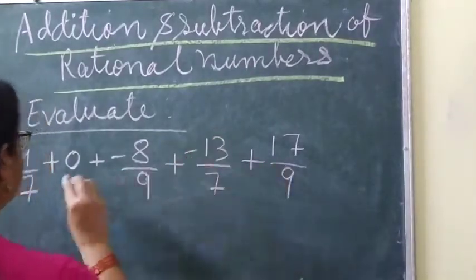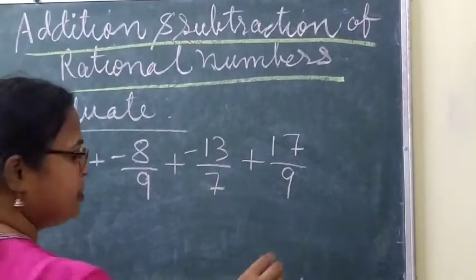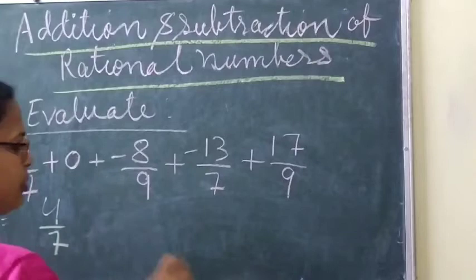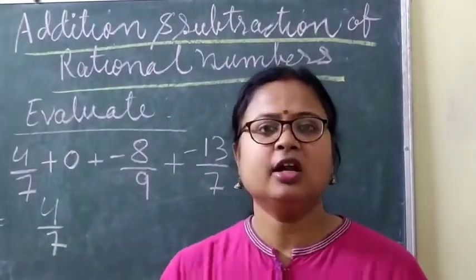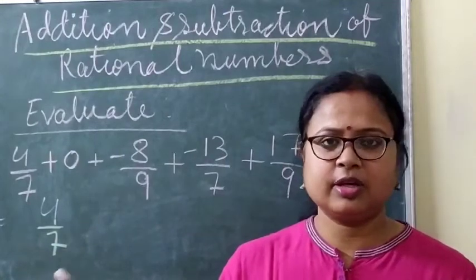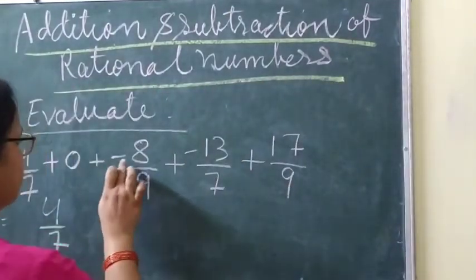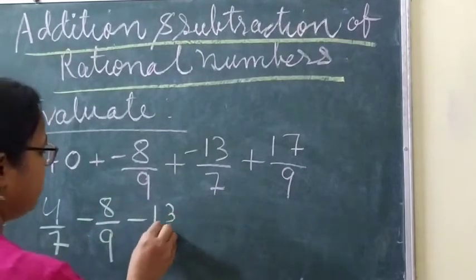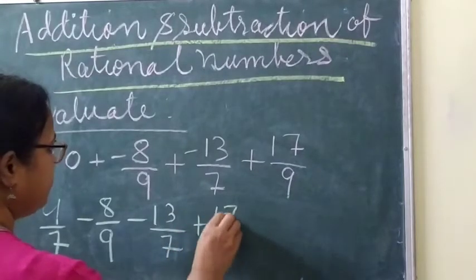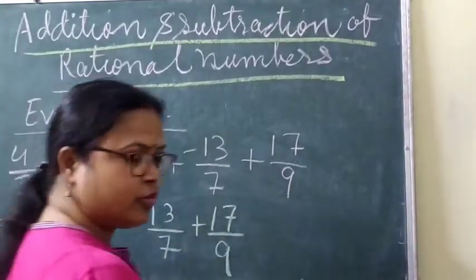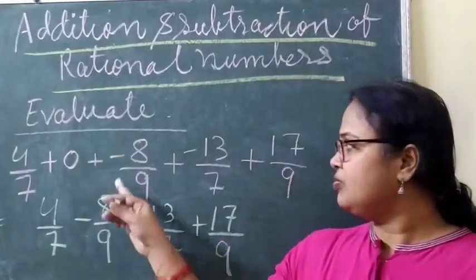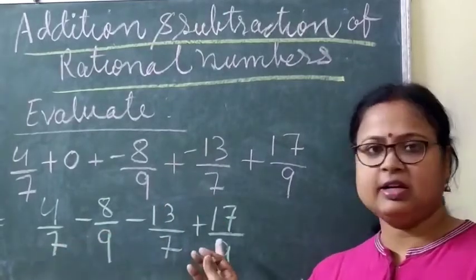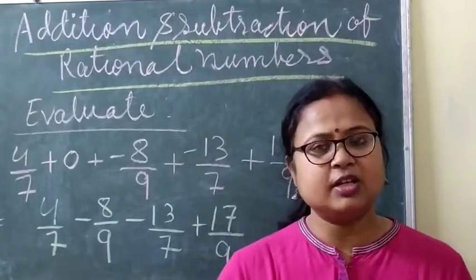First we will write it in a simplified form. So 4 by 7, this 0 we can delete, it is not necessary to mention this 0 again and again. So 4 by 7, then plus and minus, minus 8 by 9, then minus 13 by 7, then plus 17 by 9, clear? The 0 you can delete, and plus and minus becomes minus. We will write it like this first, and then we will start the process.